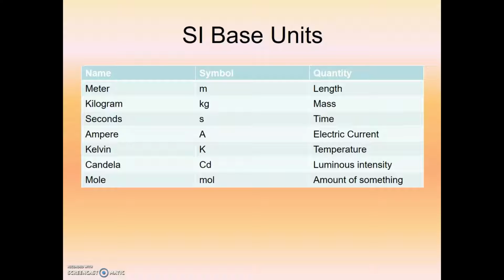So meter, m, is length. Kilogram is the base unit, kg, and that's mass. This is the only one that has a prefix, the kilogram. If you have issues with that, take it up with the French. The second, symbolized by s, is time. Amps, or amperes, shortened to amps, symbolized by the letter A, is electrical current.